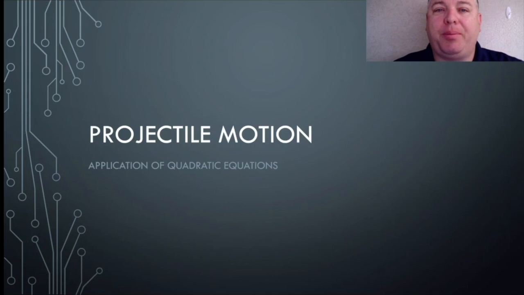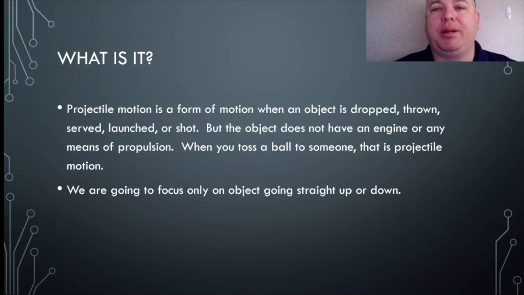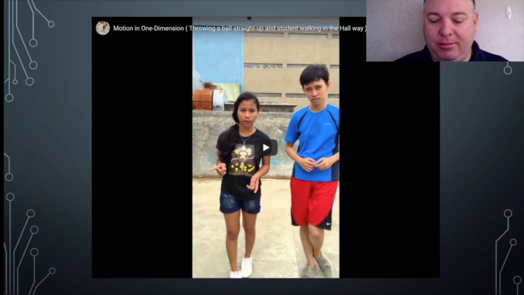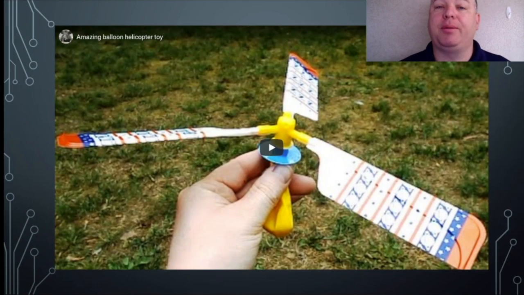Today we're going to talk about projectile motion, an application of quadratic equations. Projectile motion is when an object is thrown, tossed, served, launched, or shot, but it cannot have its own propulsion or engine. We're going to focus only on things going straight up or straight down. Here's an example from the internet. And here's another example of something that is not projectile motion.